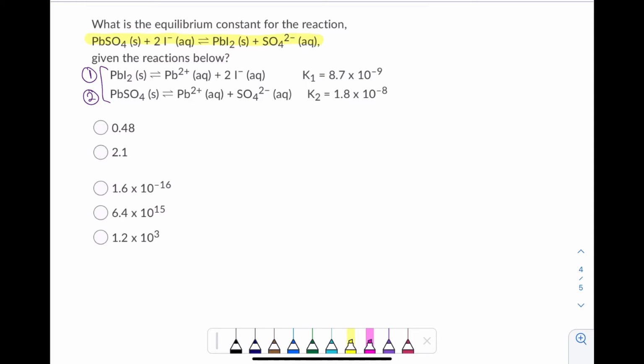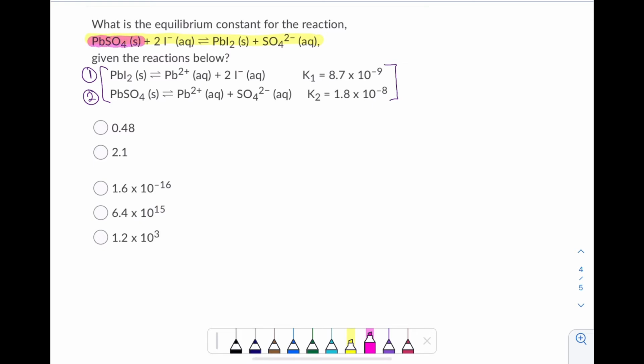Essentially what I have to do is figure out how to manipulate reactions 1 and 2 to match the reaction that I'm trying to find the K for, because I do have equilibrium constant values for these two. So I'm going to figure out how to manipulate 1 and 2 such that they add together to give me the reaction that I'm trying to find, and then I'll manipulate the K's appropriately as indicated in the lecture material. Typically how I go about this is I just start trying to match.